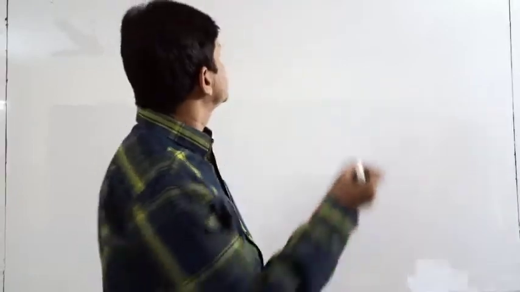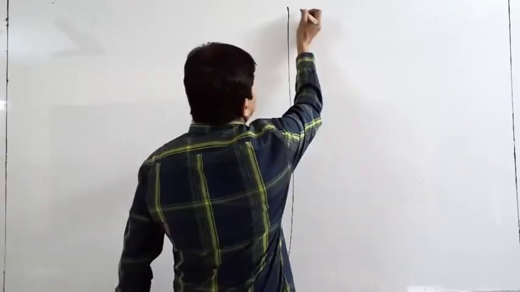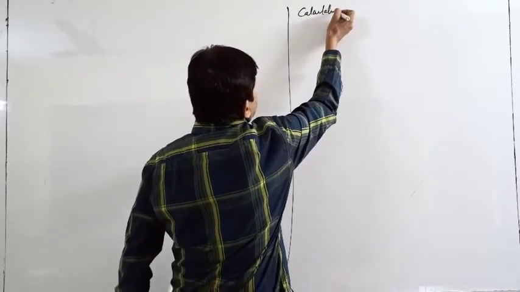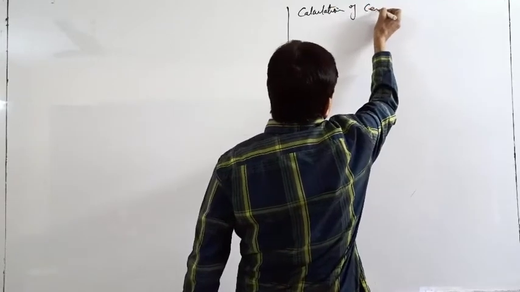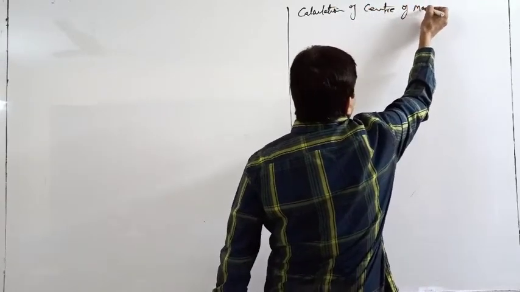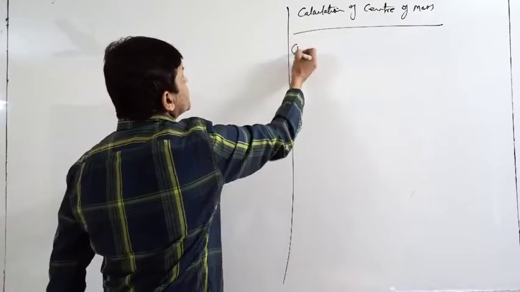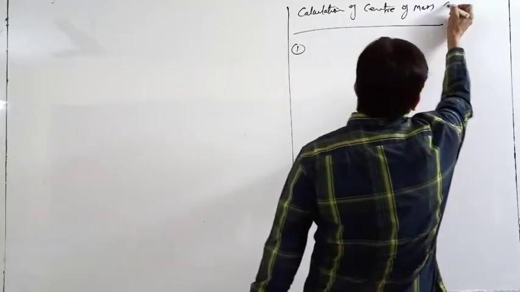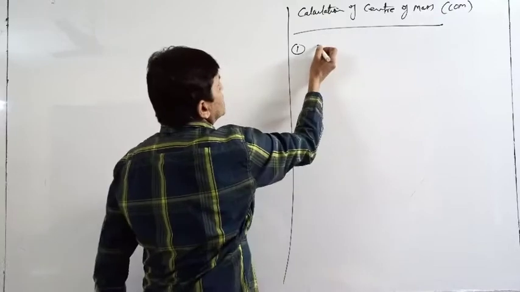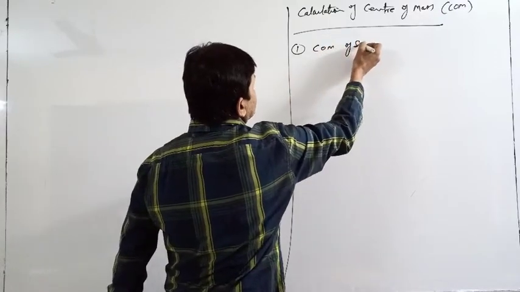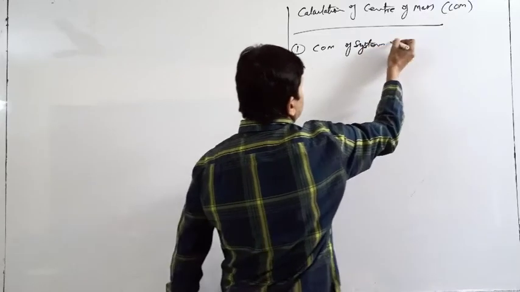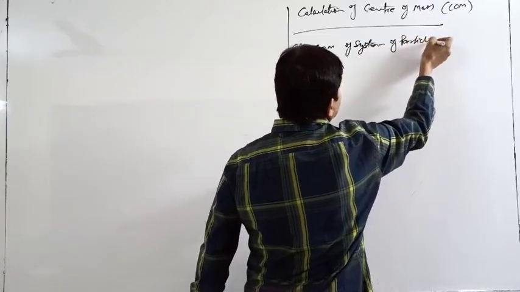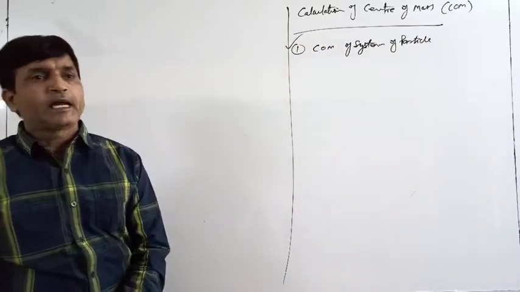Yesterday we were in the calculation of center of mass, so today we would like to continue from there only. The calculation of center of mass. I think the first point we have discussed: center of mass, in short we will write COM, the center of mass of a system of particles. This we already did in the last class.